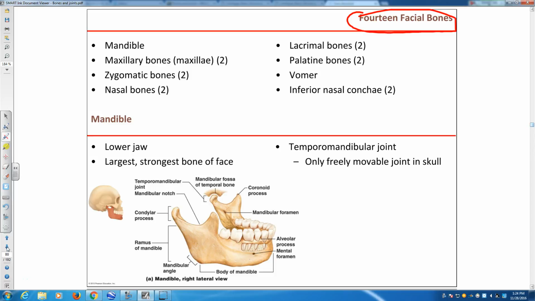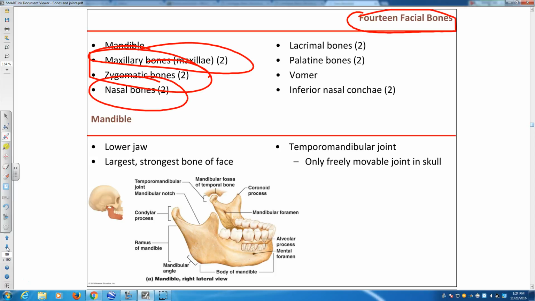It's not paired, but maxillary bones, the upper jaw, left and right. Zygomatic bones, left and right. Nasal bones, that's what's being broken when people get hit in the nose, nasal bones right here, left and right. Lacrimal bones. If you would take a glance here, they're very small bones on the medial surface of the orbit. They have the lacrimal fossa here.